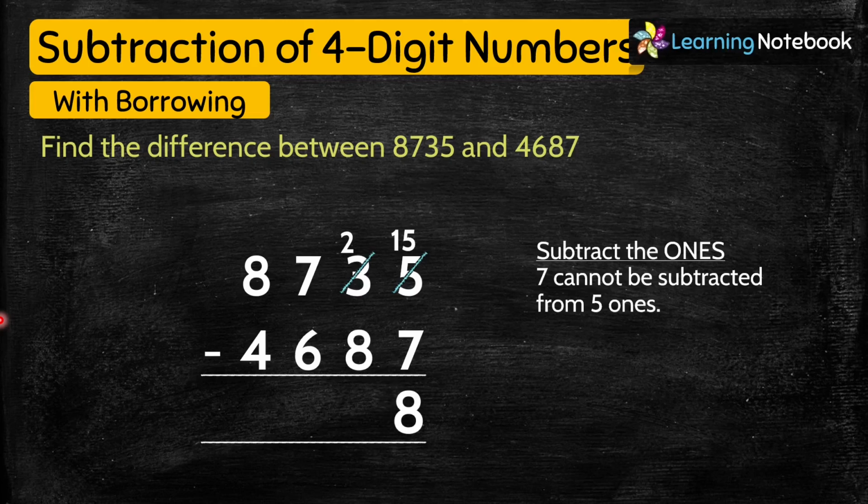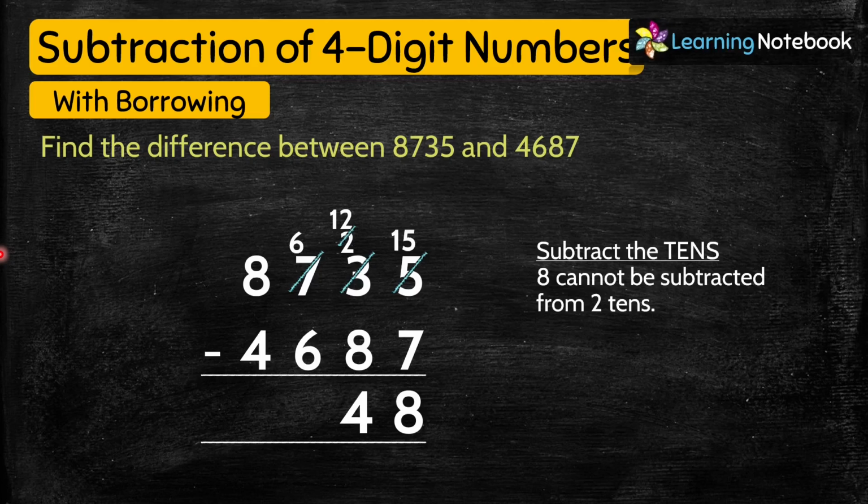Now let's move to tens place. But again, 2 is weaker than 8. So, 2 needs to borrow from hundreds place. So, 7 becomes 6 and 2 becomes 12. Now, we can subtract 12 minus 8 equals 4.